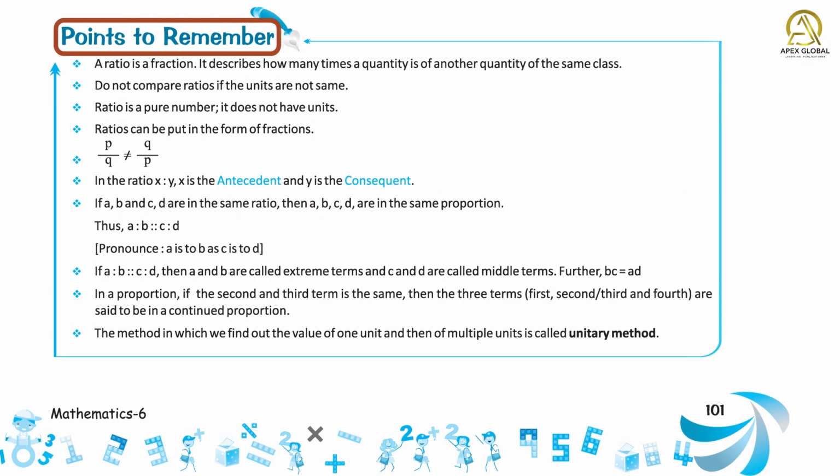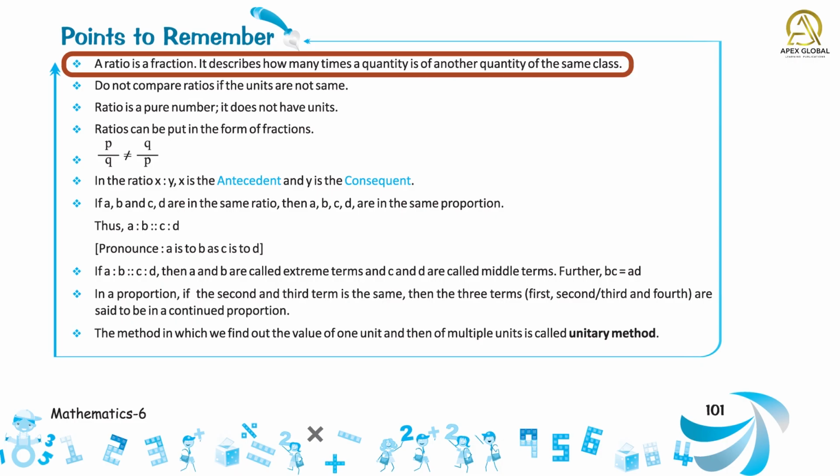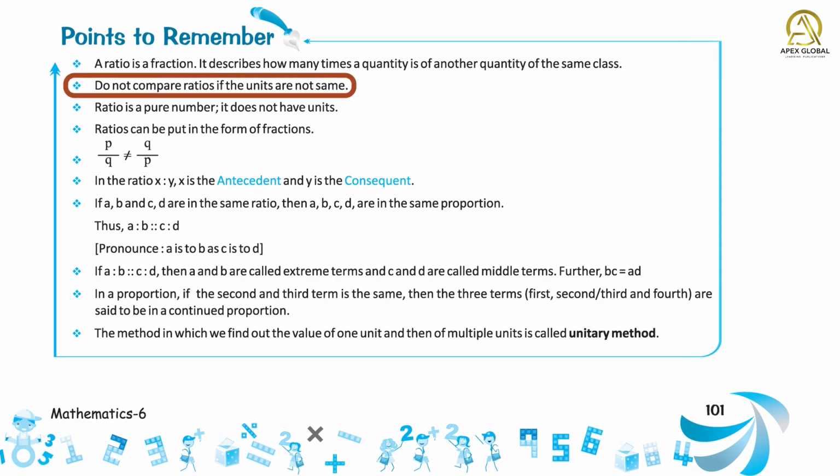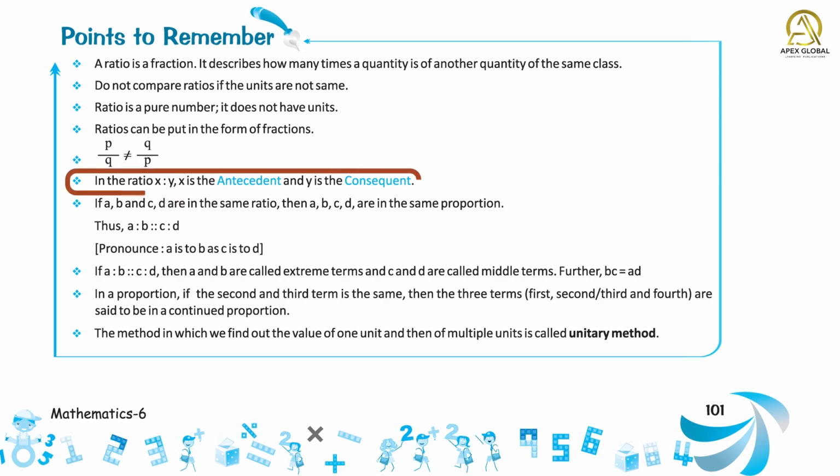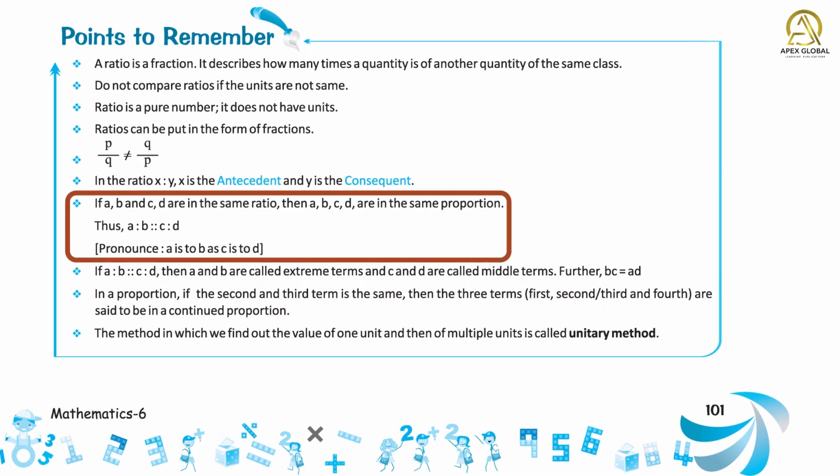Points to remember. A ratio is a fraction. It describes how many times a quantity is of another quantity of the same class. Do not compare ratios if the units are not the same. Ratio is a pure number. It does not have any units. Ratio can be put in the form of fractions. P upon Q is not equal to Q upon P. In the ratio x to y, x is the antecedent and y is the consequent. If A, B and C, D are in the same ratio, then A, B, C, D are in proportion.